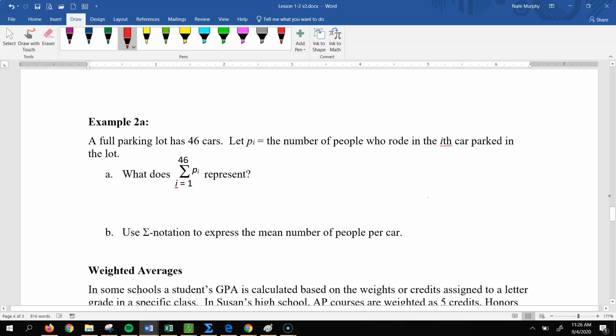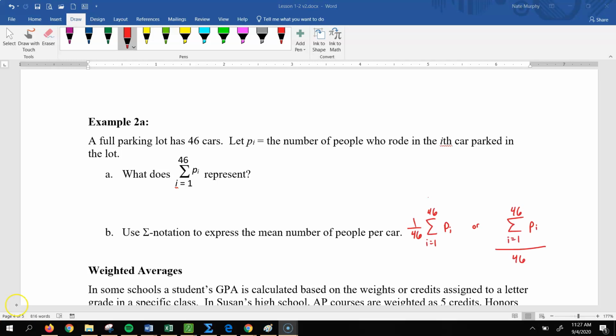Now in part B, it says use sigma notation to express the mean number of people per car. So why don't you go ahead and pause the video and write out how you could represent that using sigma notation. We're not actually trying to find this total because we don't have the numbers of people in each car. We're just trying to figure out how we would write it out to illustrate what we're trying to find. So pause the video, and I want you to write this out as far as how you'd represent that.